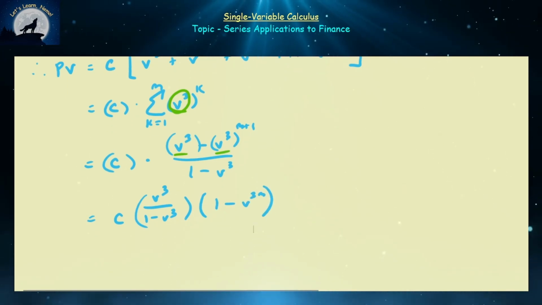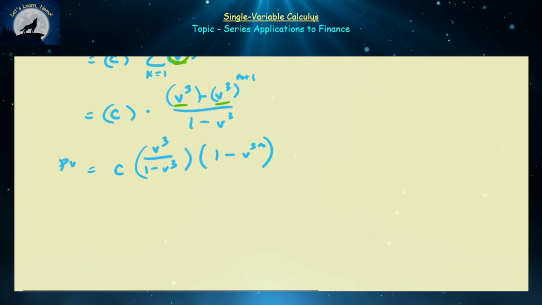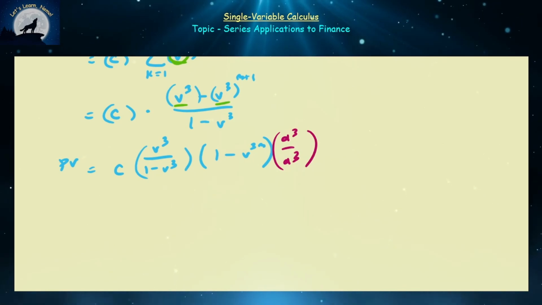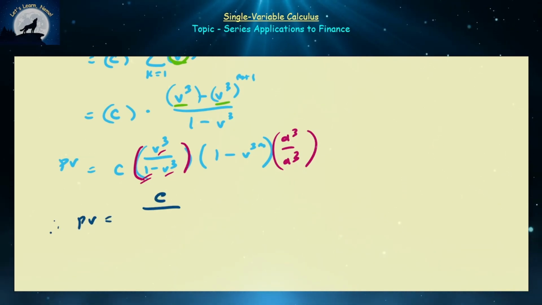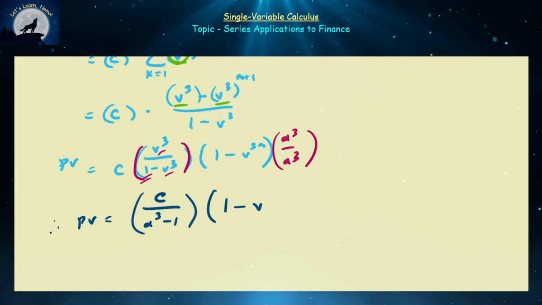Once we simplify, that's going to be our present value. And I want to do something very strange at first. I'm going to multiply top and bottom of this by alpha cubed, with emphasis on multiplying by that fraction, because alpha cubed times nu cubed is going to be equal to 1 here, and then alpha cubed is going to be present where that 1 is located. So our present value will just be equal to C all over alpha cubed minus 1 times 1 minus nu to the power of 3 times m.